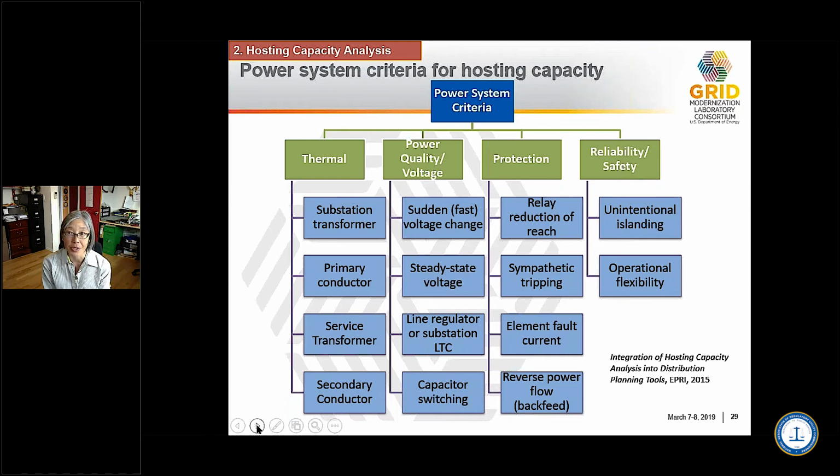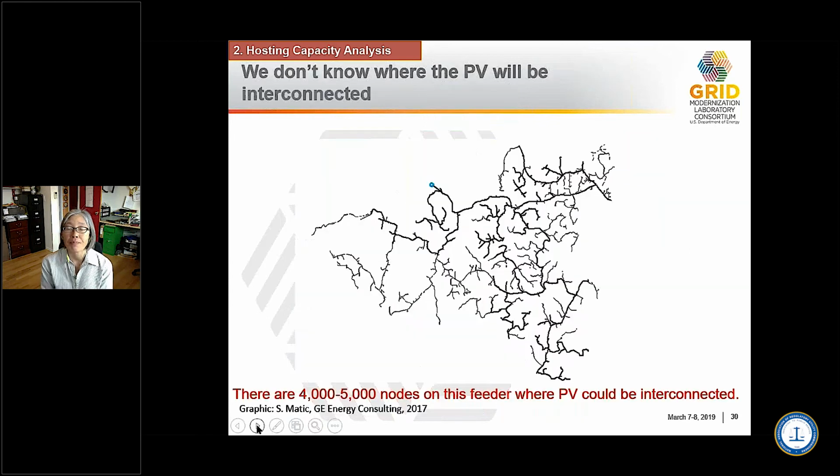And then reliability issues. Of course, we talked yesterday that we don't want to have unintentional islands, and we also want to be able to reconfigure feeders when we need to. So if you go to the next slide, Carrie, I think Kevin discussed this yesterday. We don't know where the DER is going to go. So in this case, I'm looking at a feeder in the Southeast, and this is from a study that GE did a couple years ago.